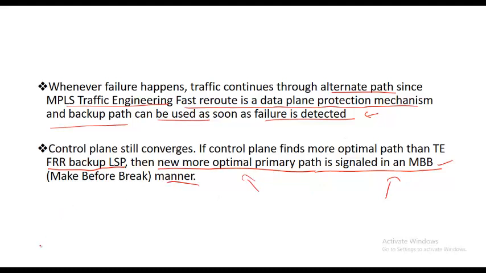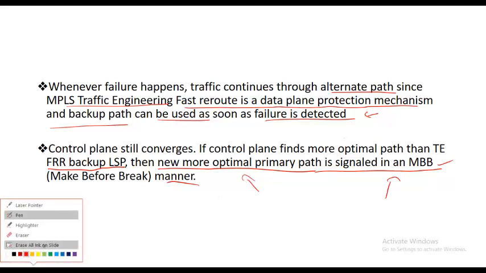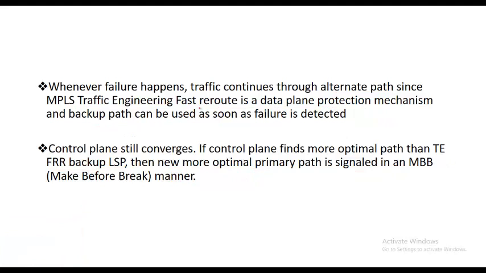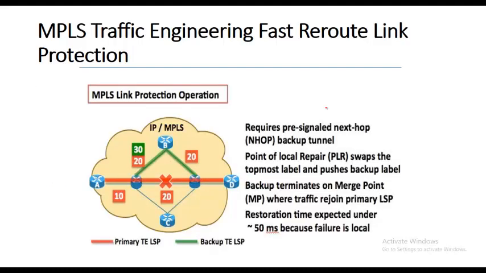And the top label is removed. Now label number 20 is left. This router knows what label number 20 is, so it can deliver it out. Let me repeat again. This router provides label number 20 so that this router can use label number 20 to reach D. But when the packet approached here, it found that there is a link failure.